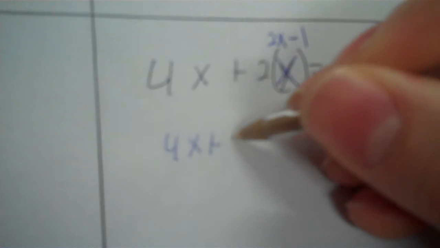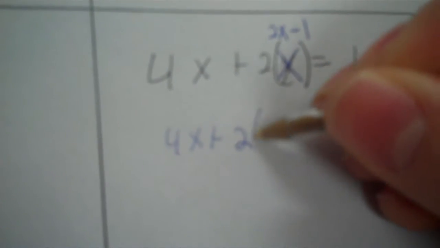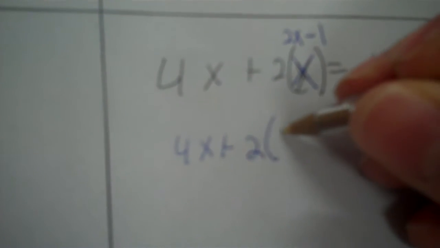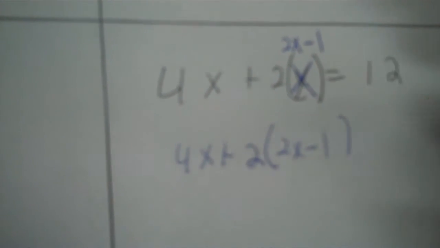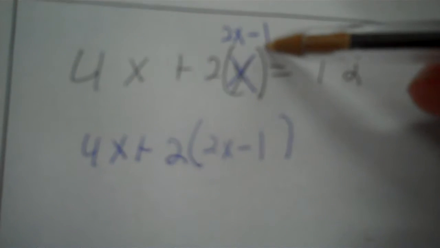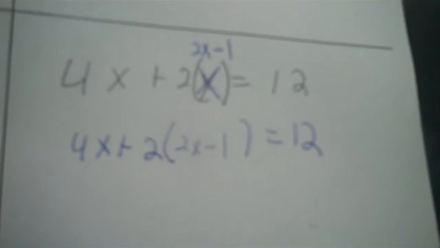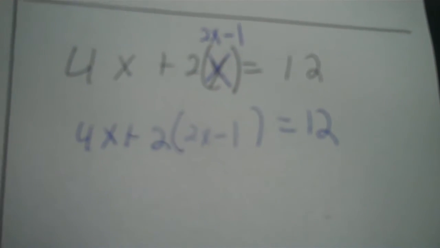So write out what you have. You have 4x plus 2, and when I get to the parentheses, I make it, but instead of having a y in there, we're going to have a 2x minus 1 in there. Then after the parentheses, I copy the rest of the problem, equals 12. Okay, that's it. Stop there. Don't do anything else.